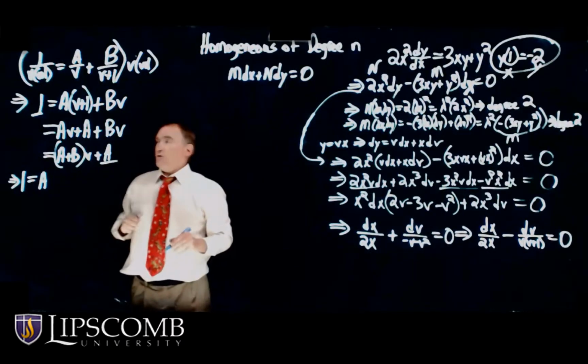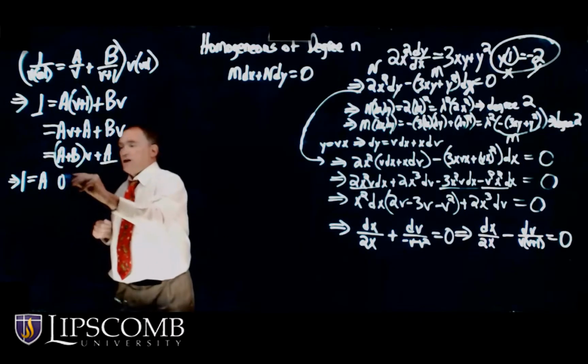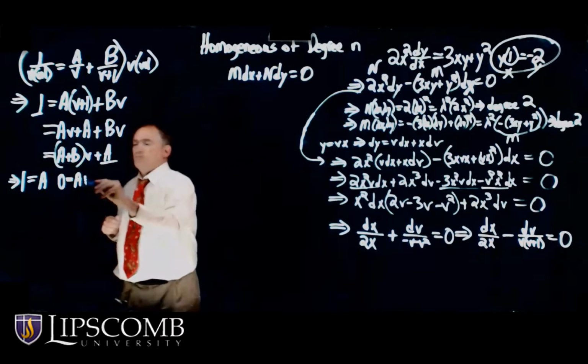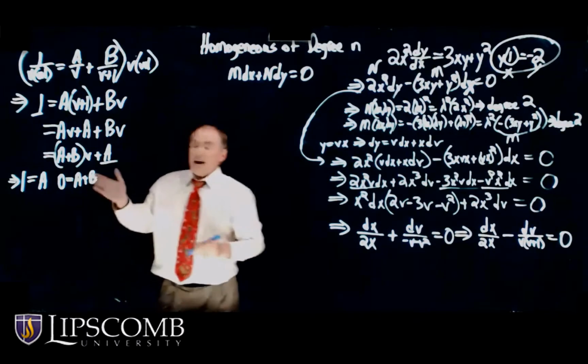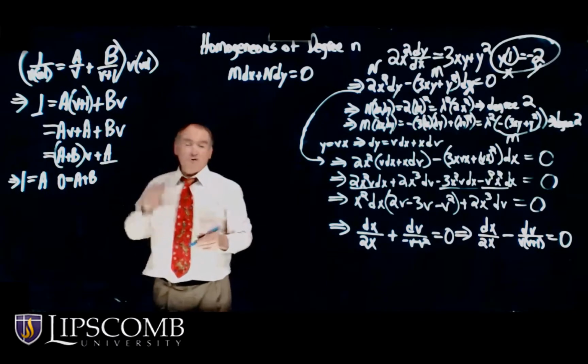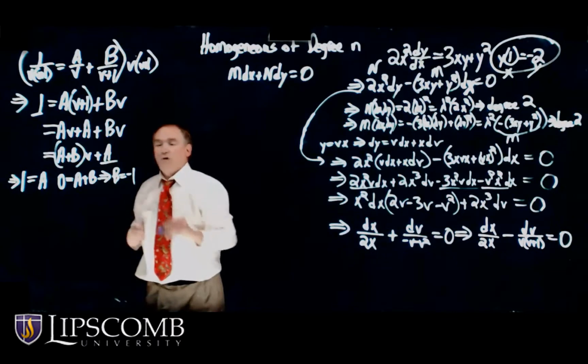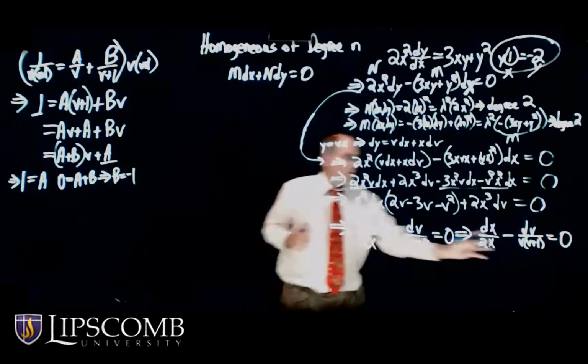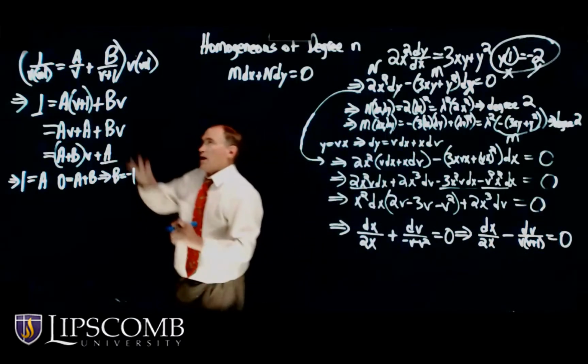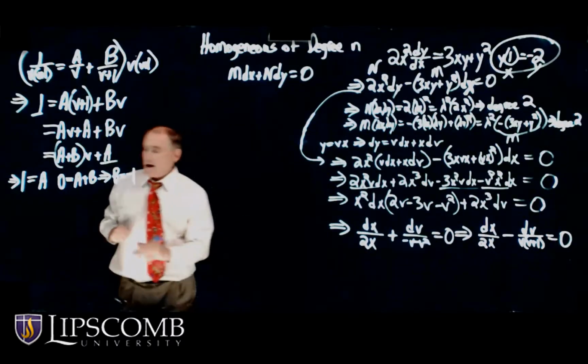How many v's do I have? Well, I don't have any v's over here, but I have a plus b here. Since a is 1, 1 plus b equals 0, that implies that b is negative 1. So now I take a look at this over here and I rewrite it with all this.